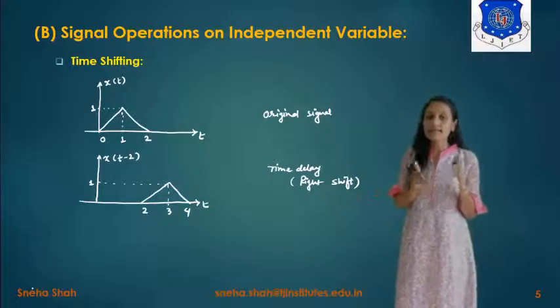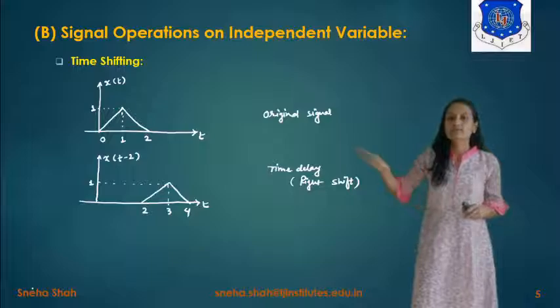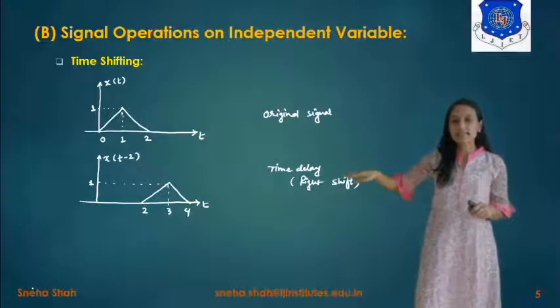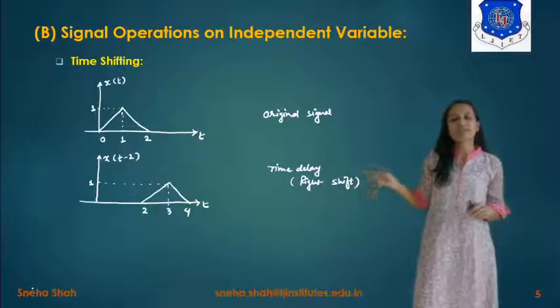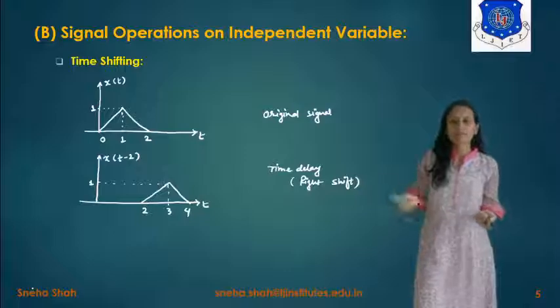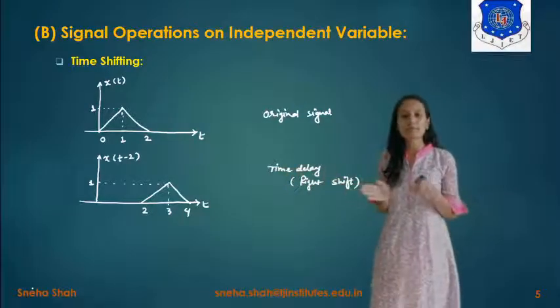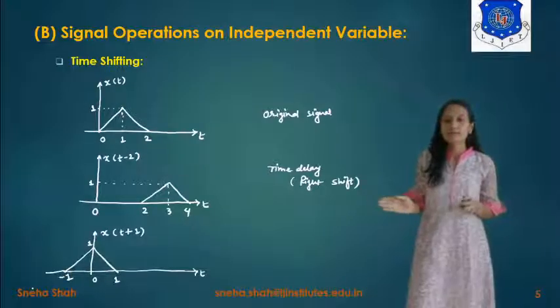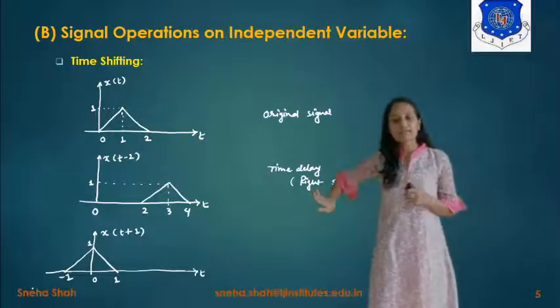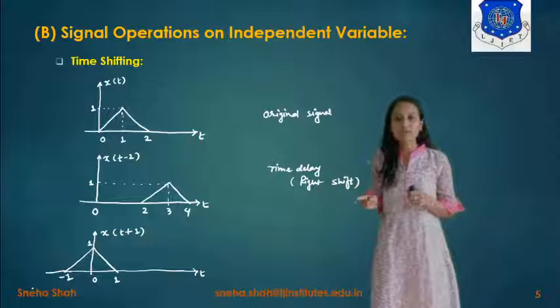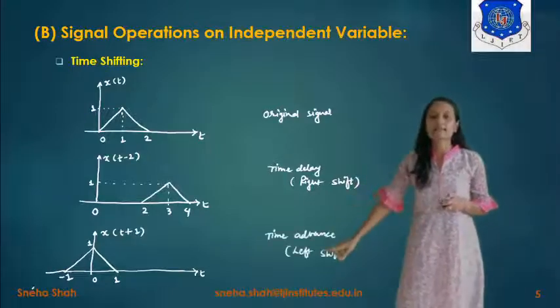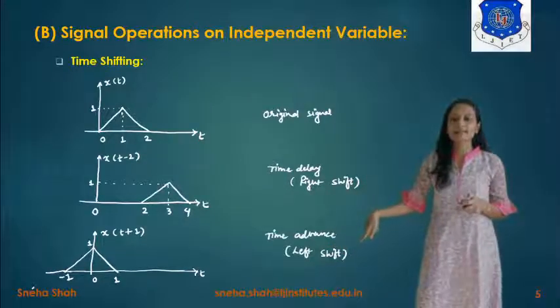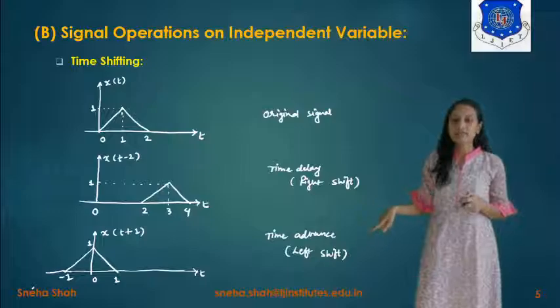So it will be considered as a time delayed signal. This operation is considered as time delay, and it will be a right shift by a factor of the number of terms. Suppose here we have taken 2, so it will be shifted by a factor of 2. Similarly, if you want to do shifting to the left side, it will be considered as advancement of the signal. So it will be considered as time advance, and it is a left shift of the signal.